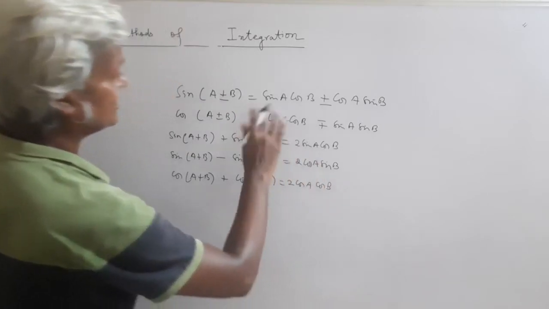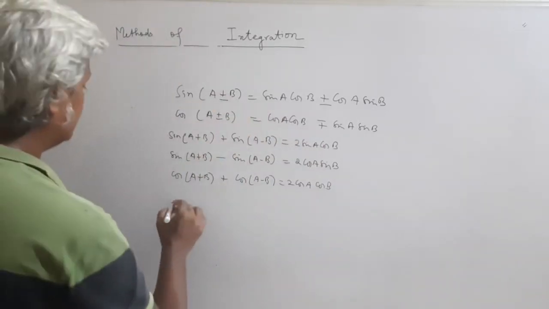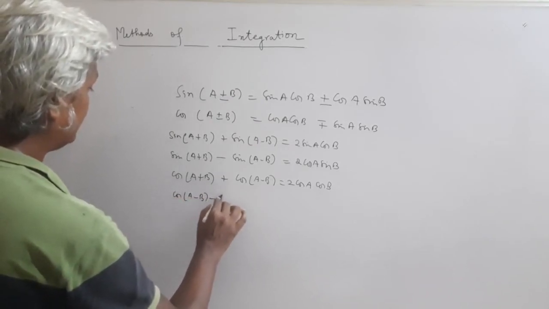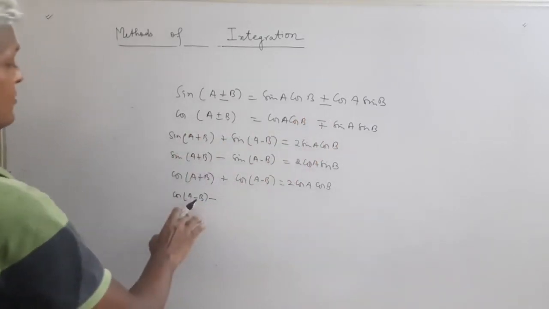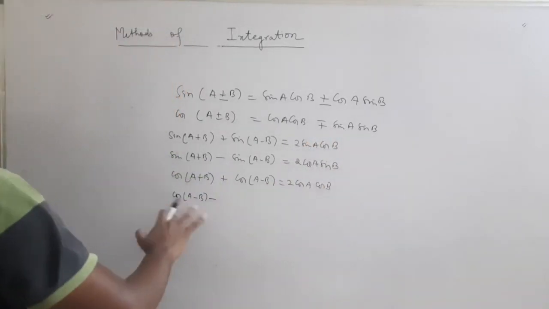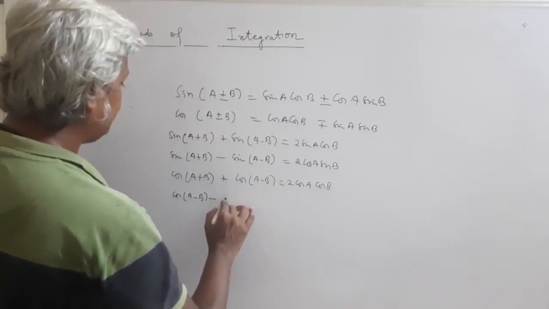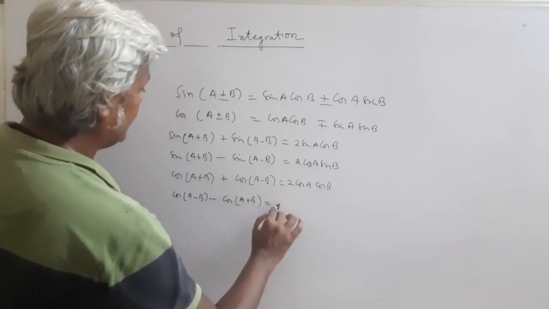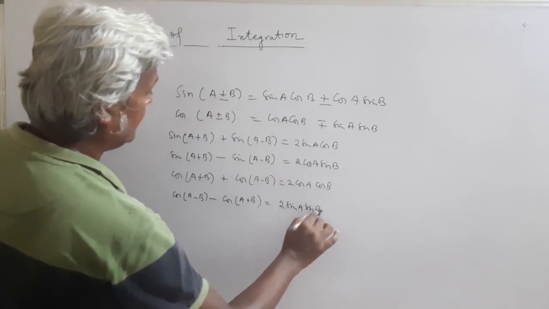These are not integration. These are just trigonometrical identities, also called the multiple angles. And we have cos A minus B minus cos A plus B. I am writing negative first because I want the terms to become positive. If you write positive first, it will become minus 2 sin A sin B, and if you write negative first, then 2 sin A sin B is positive. So cos A minus B minus cos A plus B gives 2 sin A sin B.